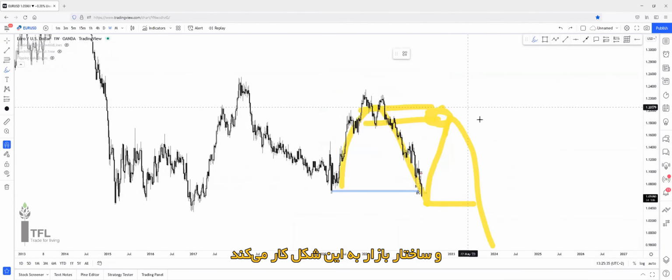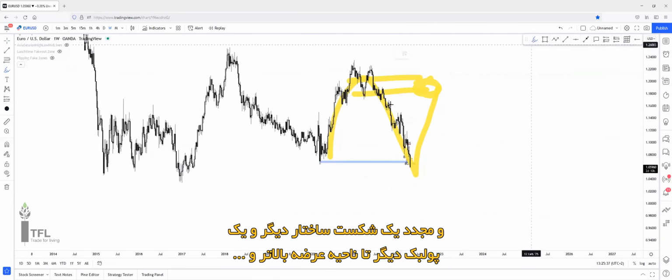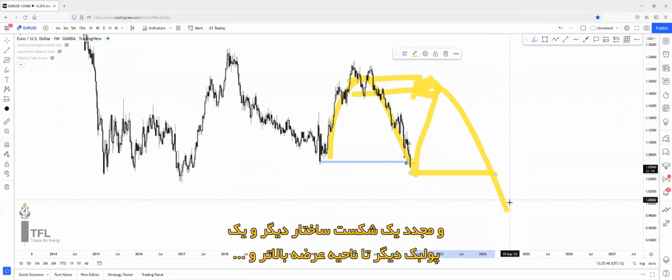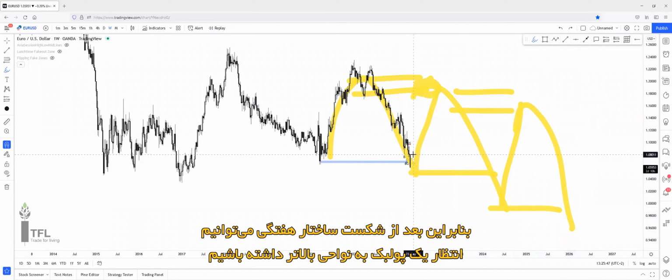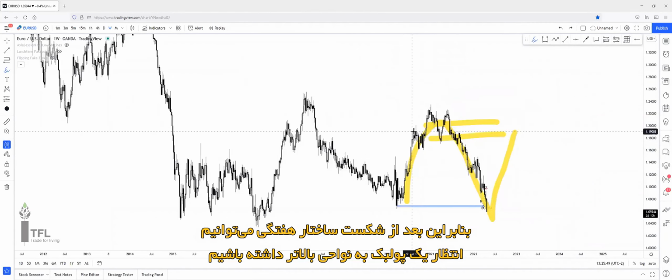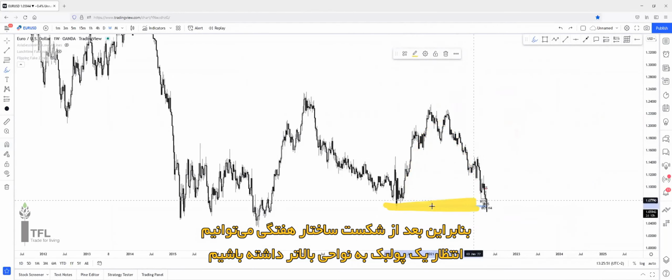Another breakout structure to the downside. Sorry, just make it cleaner. Another breakout structure to the downside. Another pullback to some higher supply areas, another breakout structure, another supply pullback. So we can really expect a pullback to some higher supply area right here after the weekly breakout structure.